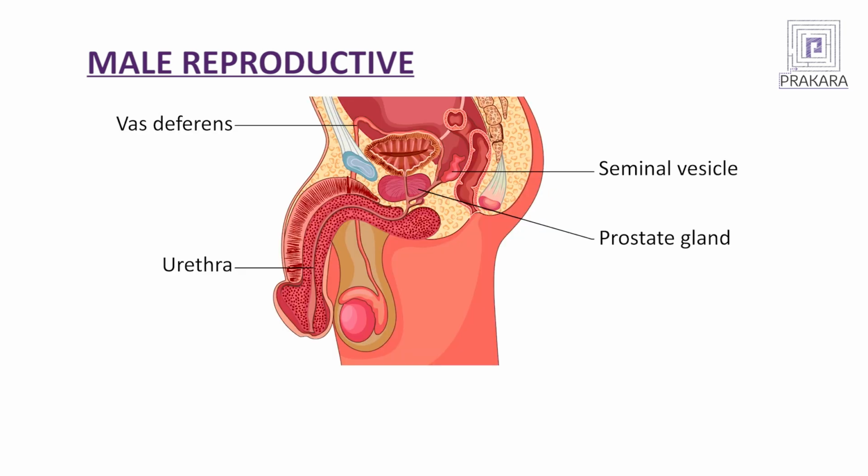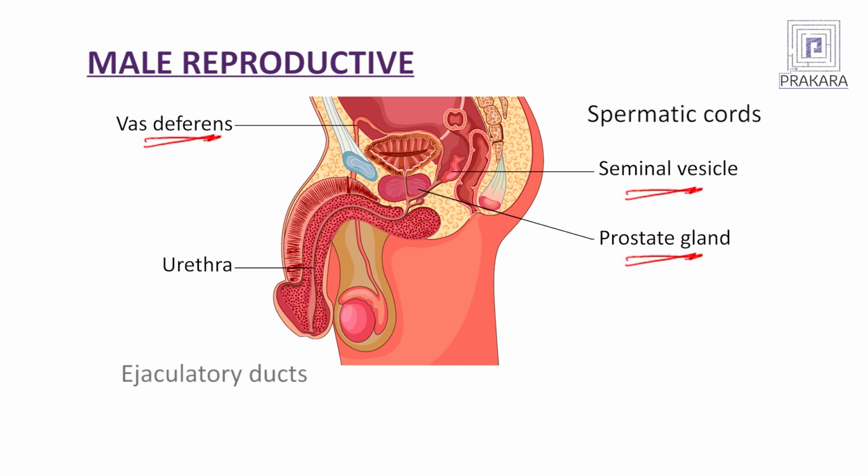In the male, some of the organs of the reproductive system are also present in the pelvic cavity. These are the prostate gland, the seminal vesicles, the spermatic cords, the vas deferens, the ejaculatory ducts, and the urethra.